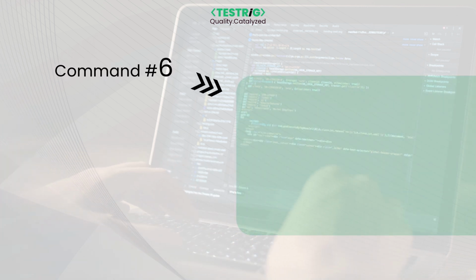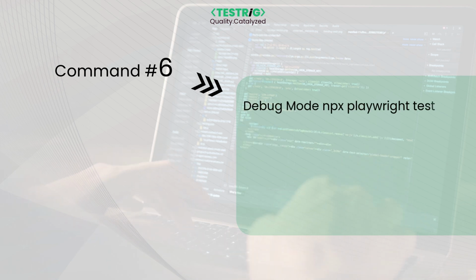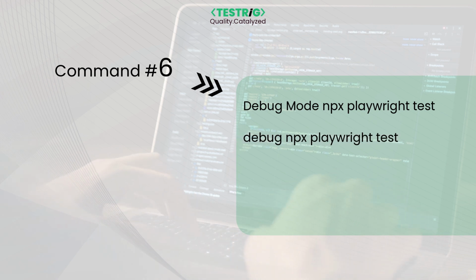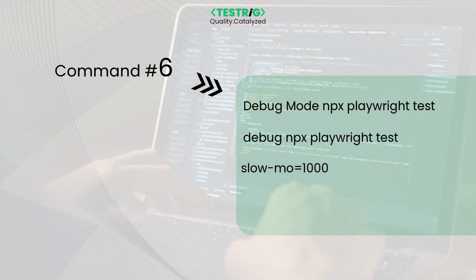Command number 6, debug mode. Use debug to launch the Playwright inspector, allowing you to step through test executions, inspect elements, and analyze failures interactively. Add slow-mo equals 1000 to slow down each action by 1 second, making it easier to observe UI behaviors.